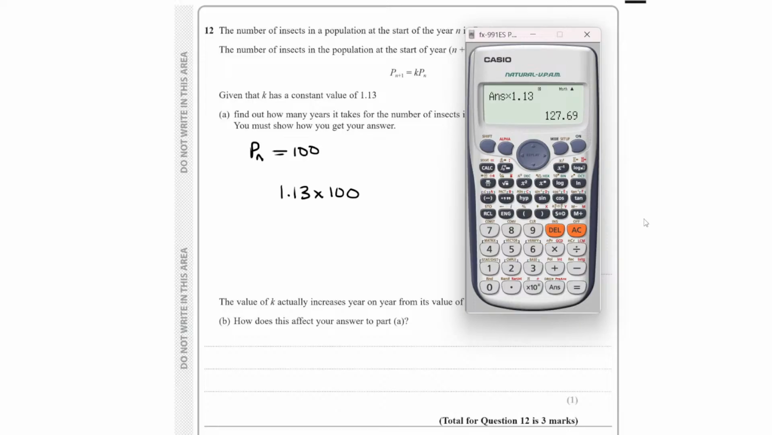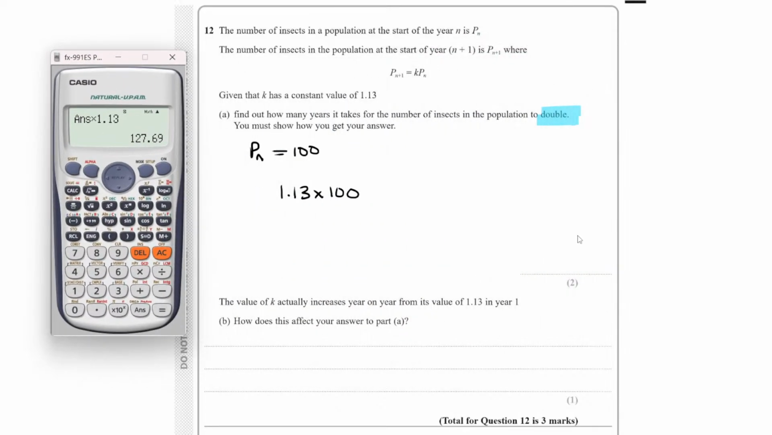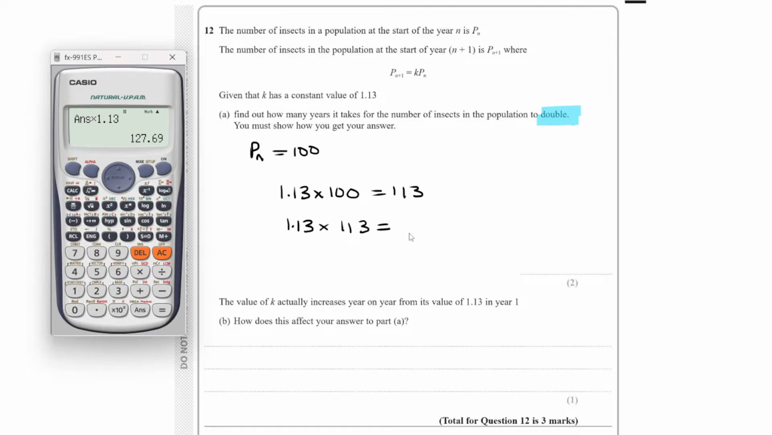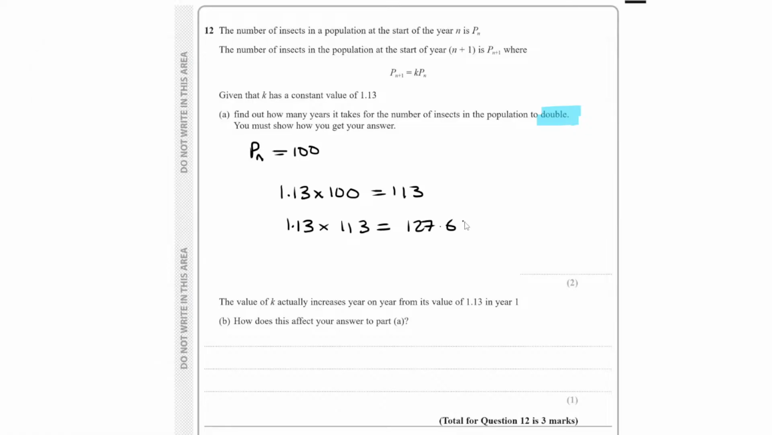No, what I would do, I think it's only 2 marks, which means it's 1 mark for your answer and 1 mark for your working. So I would probably just write down a couple of them, maybe. So like that was 100. No, it wasn't. That was 113, and then 1.13 times 113. What did that give me? 127. I think if you just wrote down 1 or 2 of them would probably be fine.